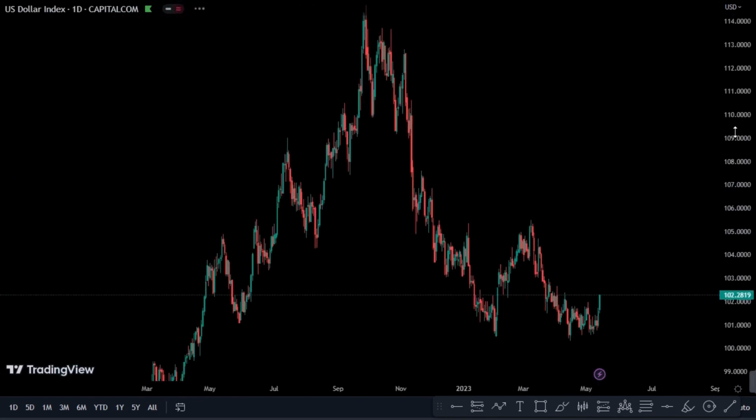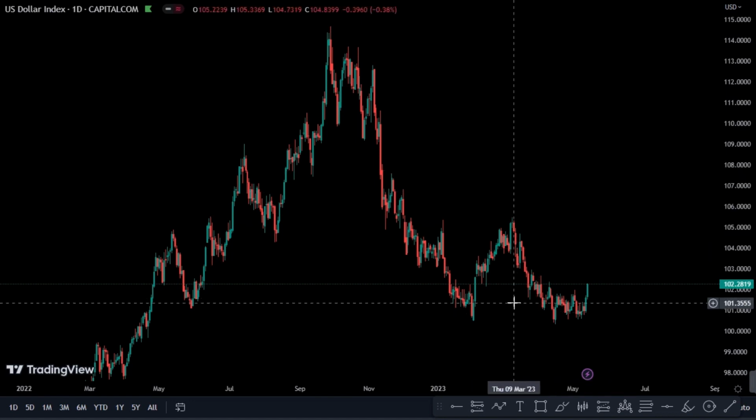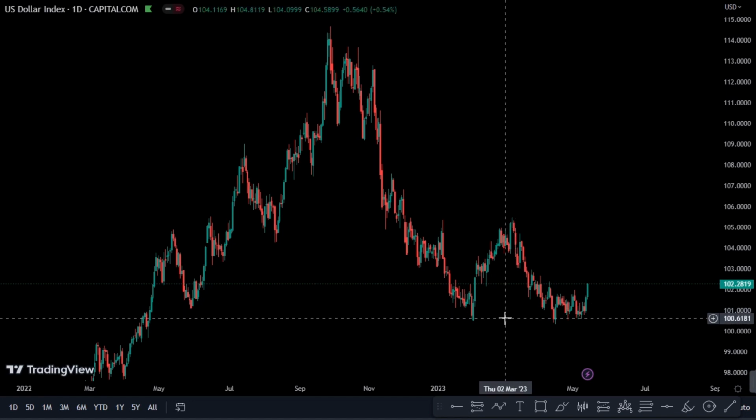So basically DXY is the dollar strength index, and this is how they measure the strength of the dollar. The whole idea behind analyzing DXY and utilizing DXY in my trading strategy is that DXY is an index, and indices tend to respect the structure heavily compared to currency pairs.